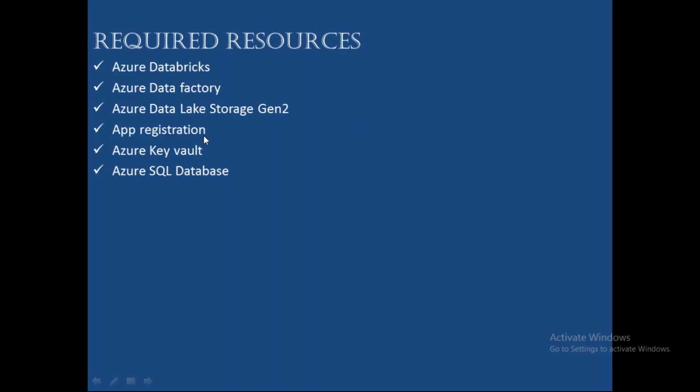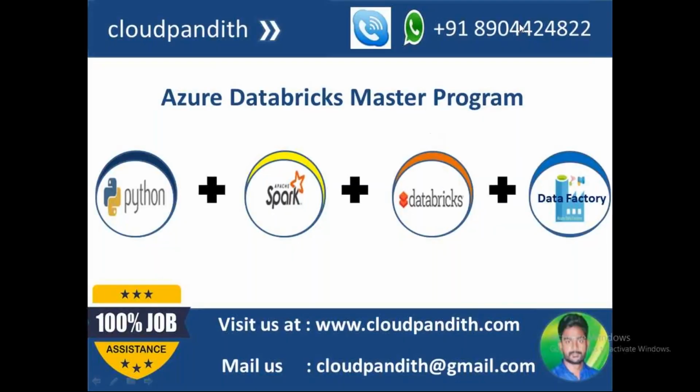App registration, we need it to connect to the Data Lake Storage Gen 2. With the help of Azure Active Directory, we are going to authenticate the required permission to the Data Lake Storage Gen 2. Key Vault is where we are securely storing our secret. SQL database is where we can maintain all our metadata, or all the logs, or whatever you want to maintain, in an Azure SQL database. So these are the slides I have.